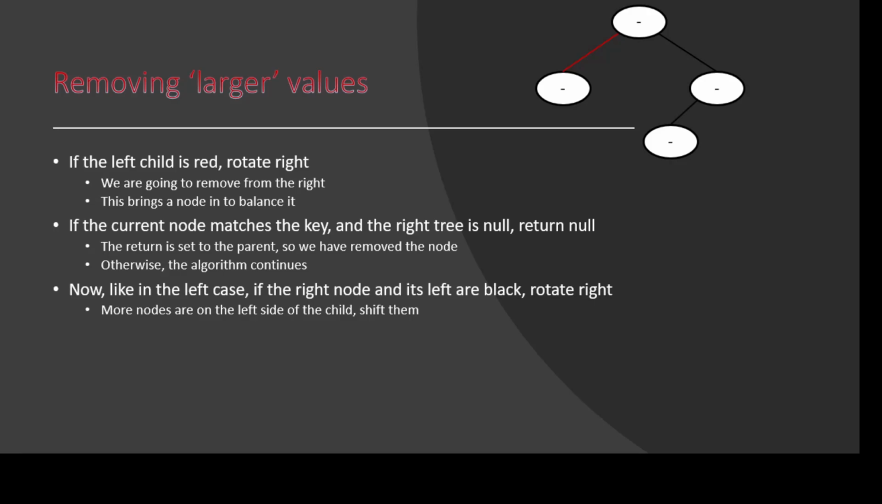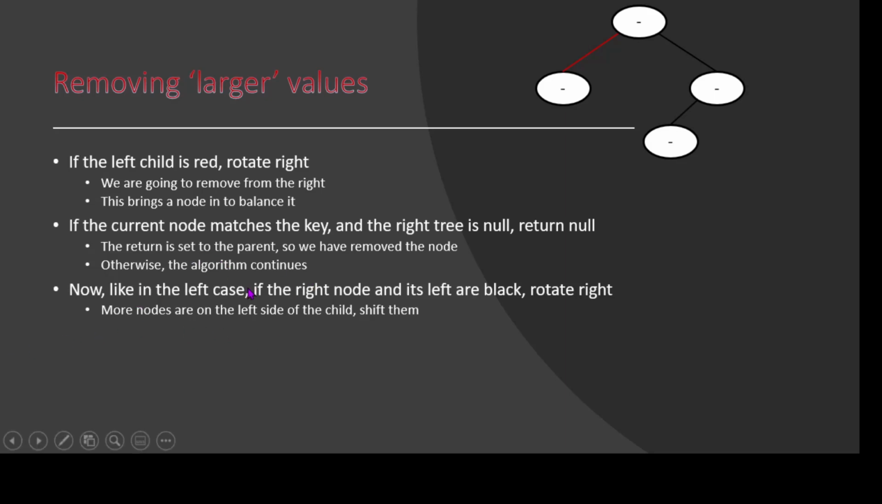So like we saw in the left case here, we're going to look at the right node and the right node's left node to see if they're black. That's the next left-leaning case of the situation. So if they're both black, then we're going to rotate right, like we just saw before.